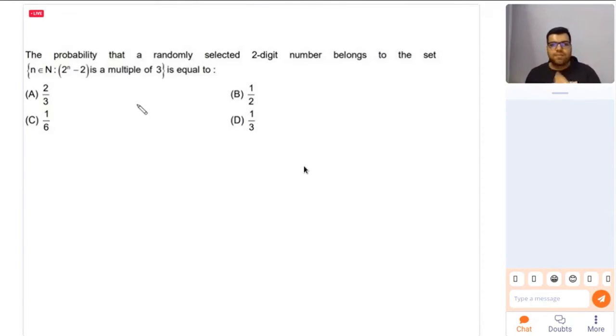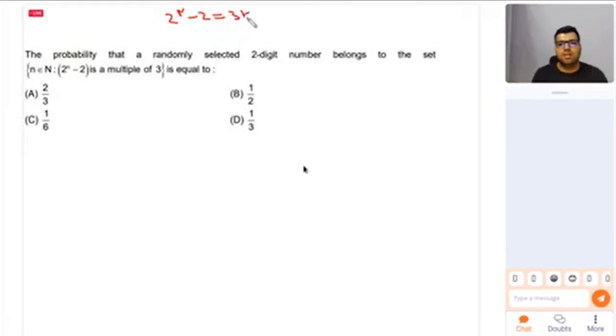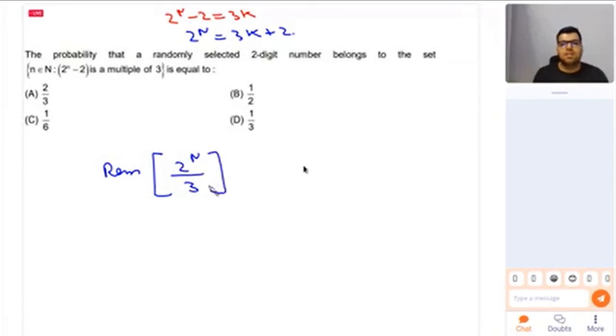Okay. Very simple question, students. Very simple. Look at what is written. The probability that a randomly selected 2-digit number n is such that 2 raised to power n minus 2 is a multiple of 3. So if 2 raised to power n minus 2 is a multiple of 3, it is of the form 3k. So this simply means 2 raised to power n is equal to 3k plus 2. So basically the remainder of 2 to the power n with 3 is equal to 2, because it is of the form 3k plus 2.